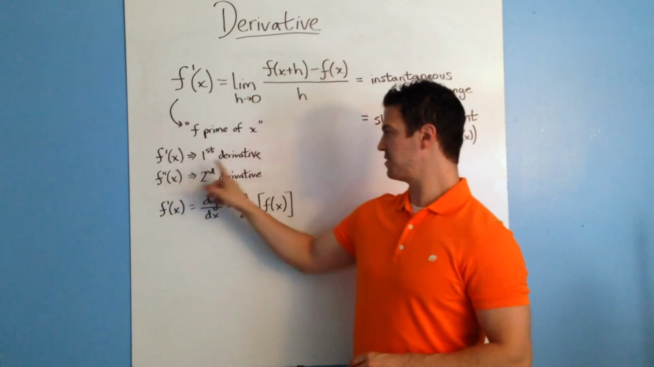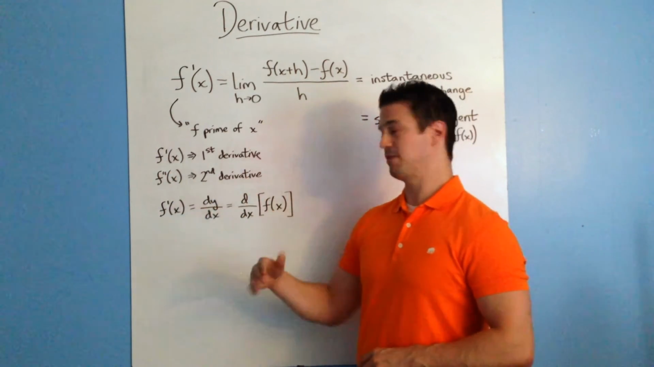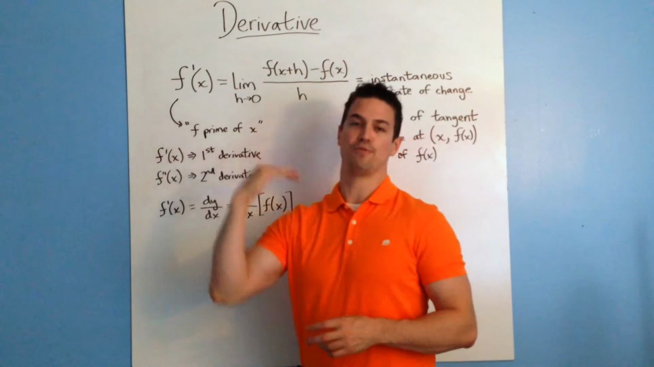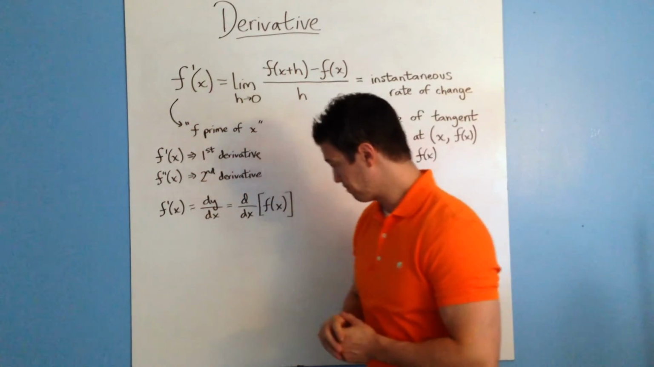So f prime of x is the first derivative. F double prime of x is the second derivative. And you can keep taking the derivative of derivatives each time. It's kind of like Inception. It just keeps going deeper and deeper.